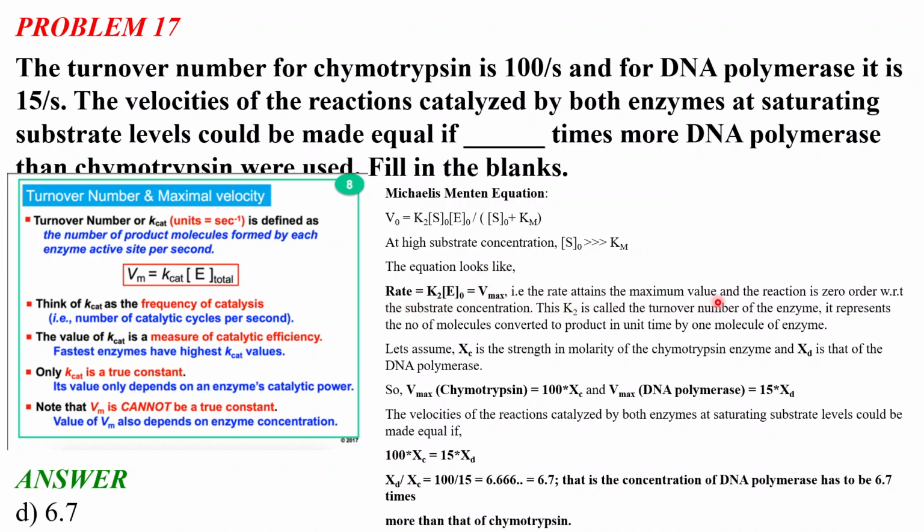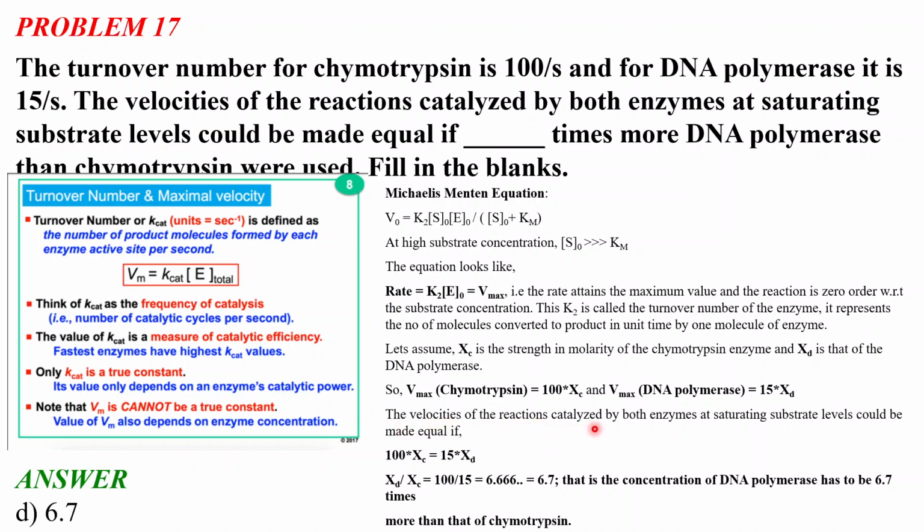That is, the rate attains the maximum value and the reaction is of zero order with respect to the substrate concentration. K2 is called the turnover number of the enzyme, which represents the number of molecules converted to product per unit time by one molecule of enzyme. So let's assume Xc is the molarity of the chymotrypsin enzyme and Xd is the concentration of the DNA polymerase. The Vmax of chymotrypsin equals 100, which is the turnover number, times Xc, and Vmax of DNA polymerase equals the turnover number of DNA polymerase, which is 15 per second, times Xd.